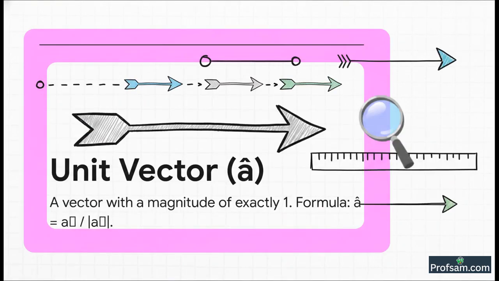So what exactly is a unit vector? We write it as A cap, with that little hat on top. Its one and only superpower is that its magnitude is always exactly 1. It is the perfect directional guide. And the formula to find it is so logical. You just take the original vector and you divide it by its own length.